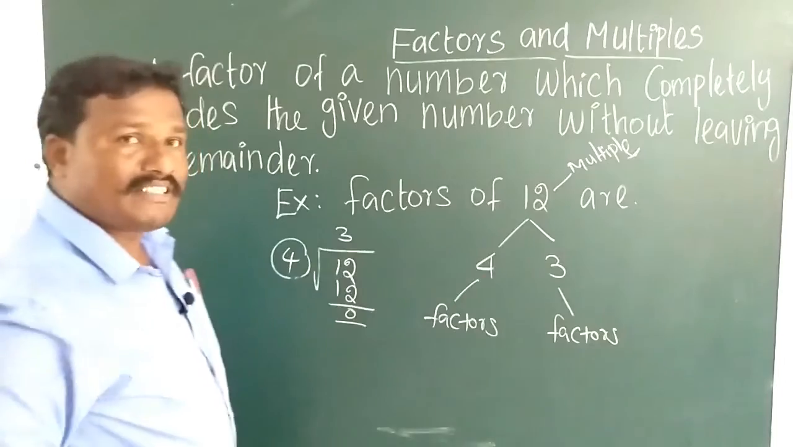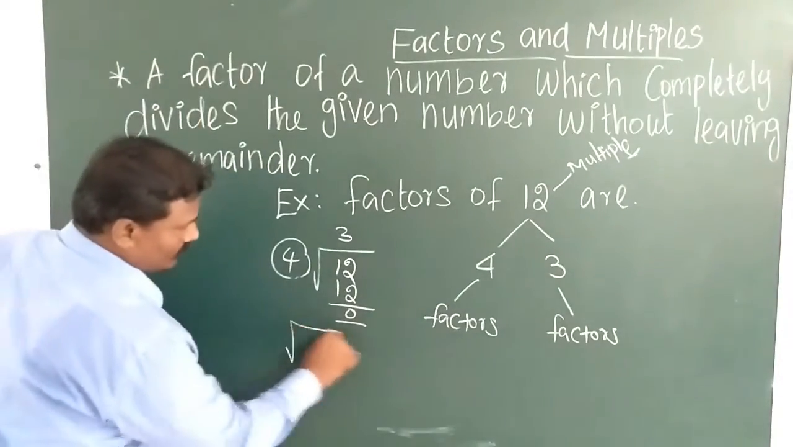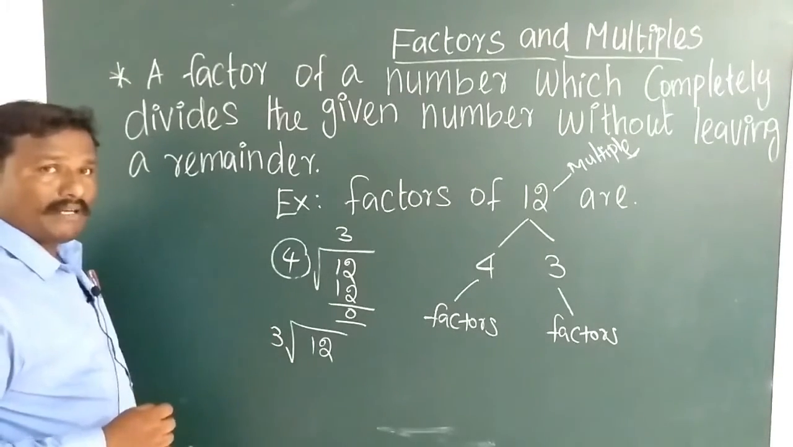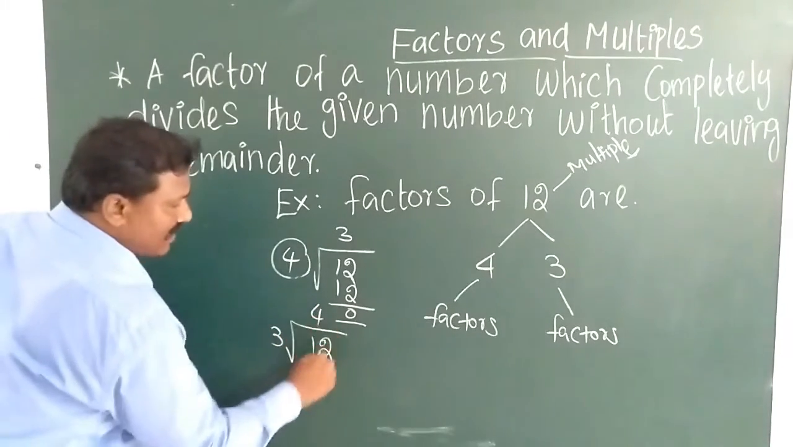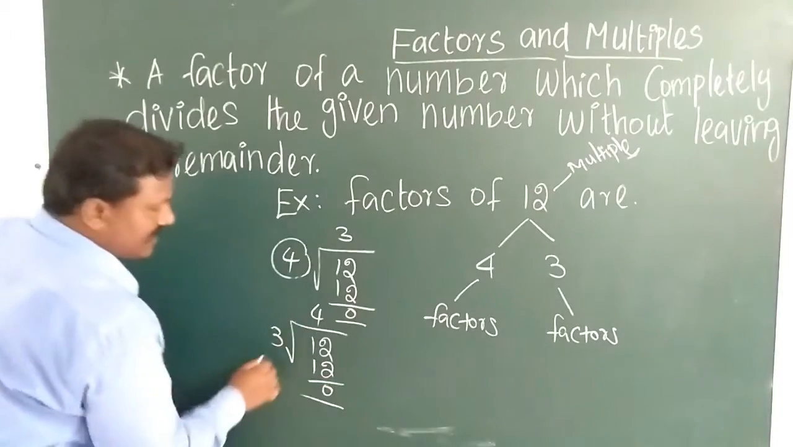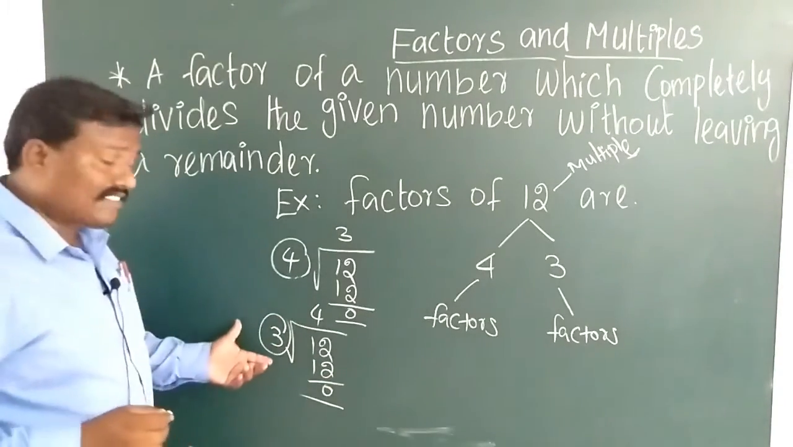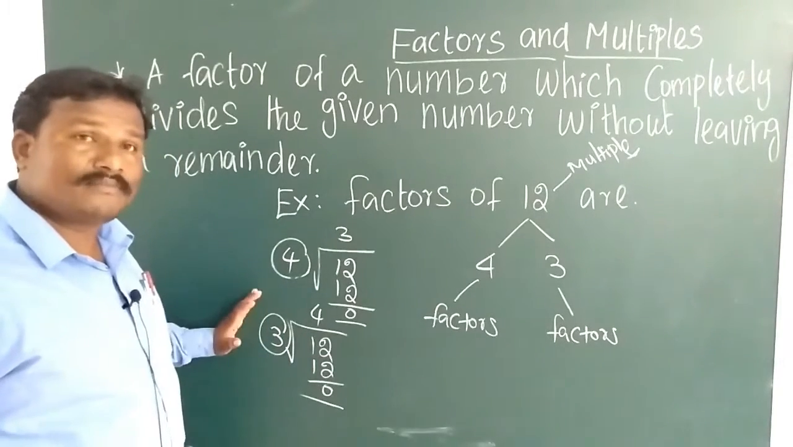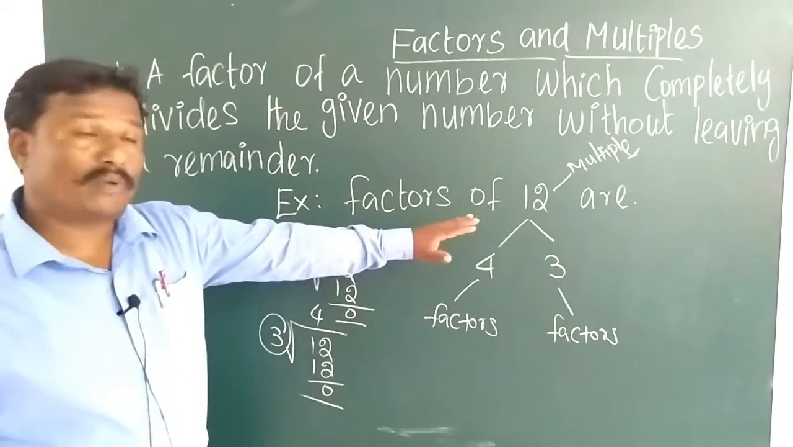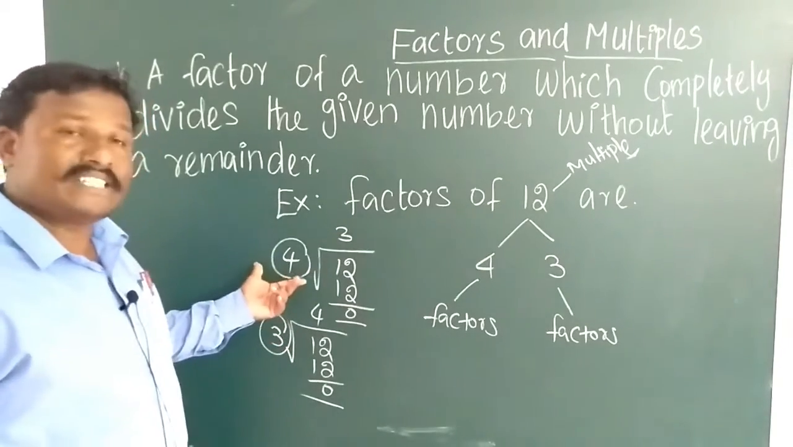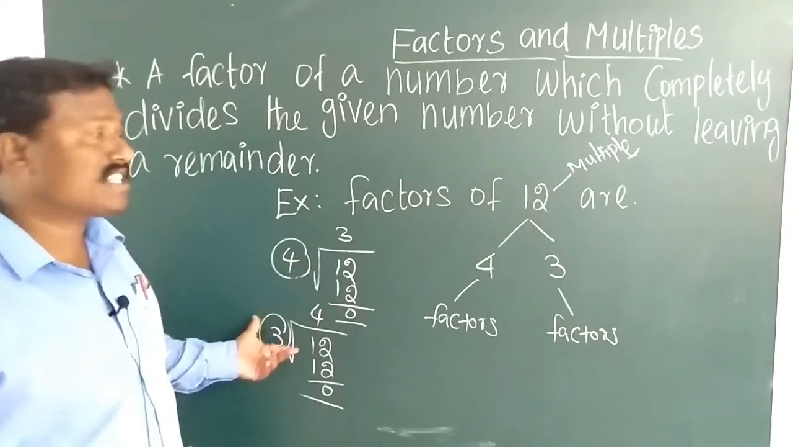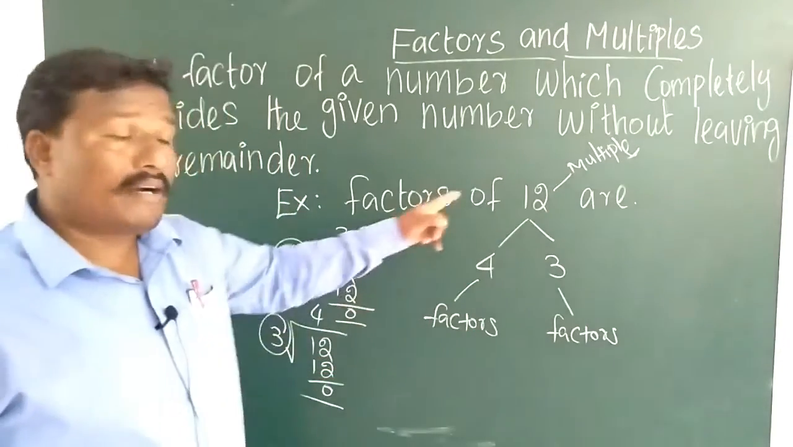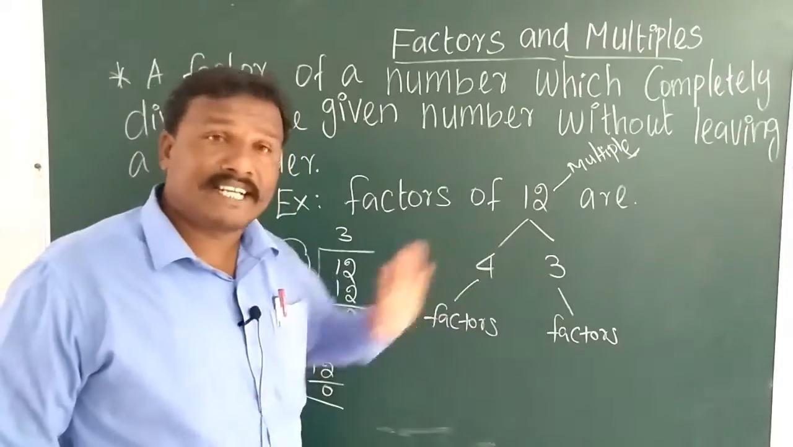Let me take another example, 3. In the 3 table, how many 3s are there? 4 threes are 12, which means 3 is a factor, it divides completely. So 4 and 3 both divide 12 completely. That's why we say 4 and 3 are factors of 12, and 12 is a multiple of 4 and 3. Listen carefully.